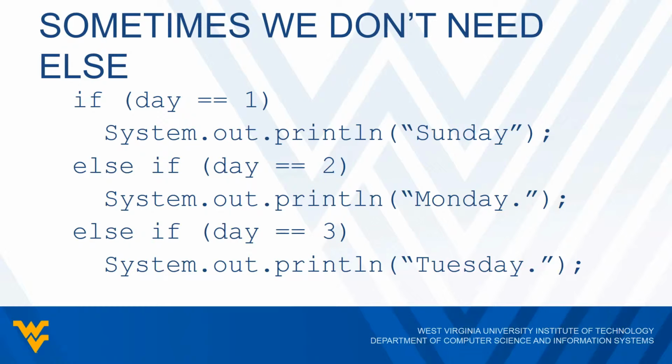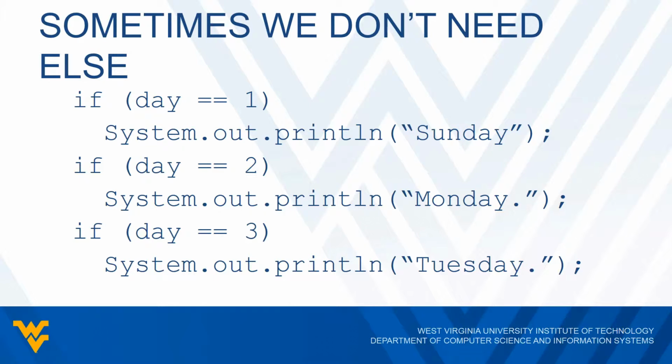So here, if day is 1, we print out Sunday. If that's not true, then we check if day equals 2. Then if that's true, then we'll print out Monday. And if that's not true, then we'll check to see if day equals 3. And if that's true, then we print out Tuesday.